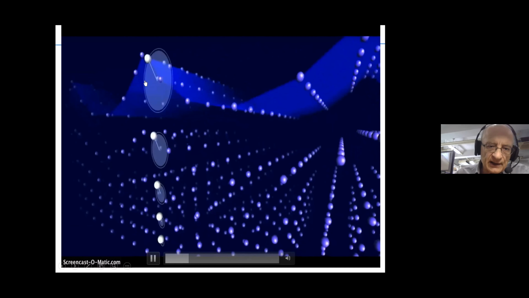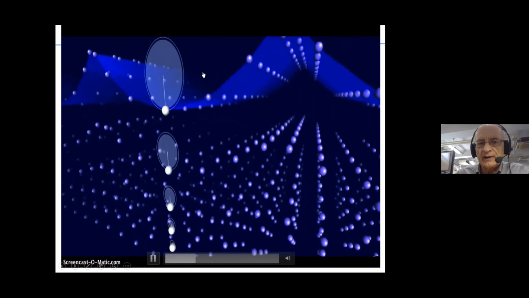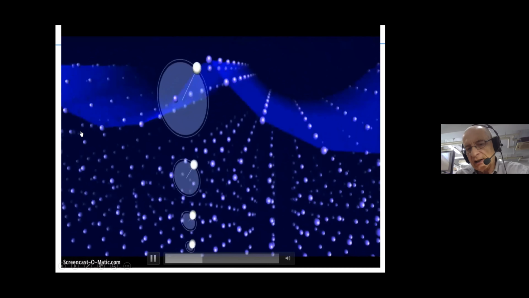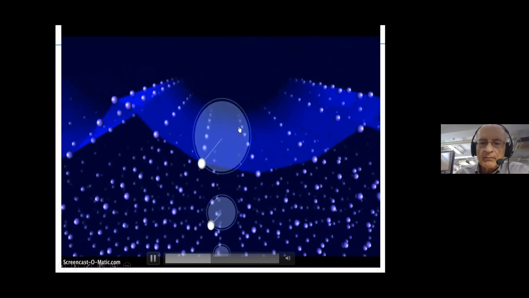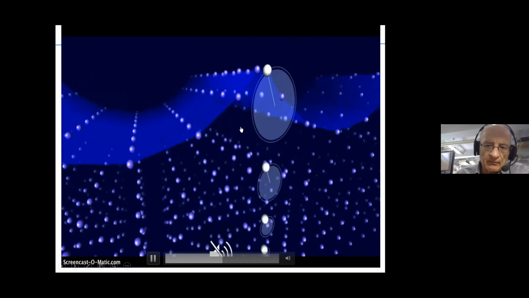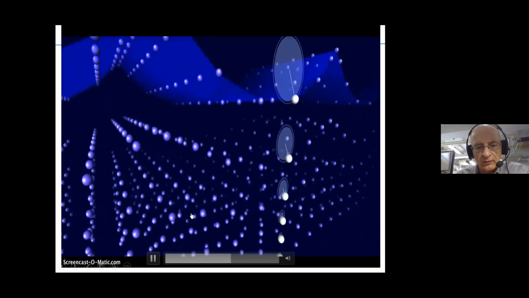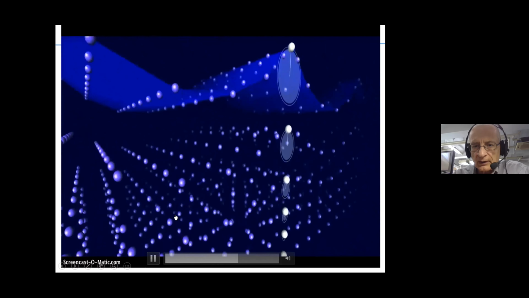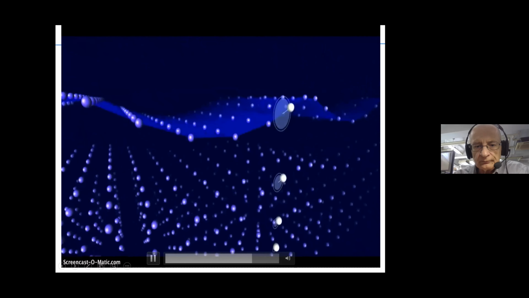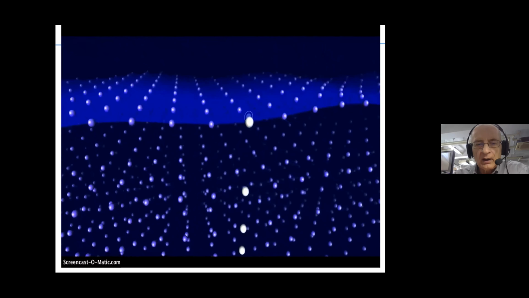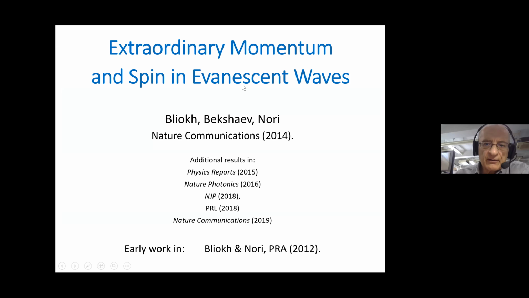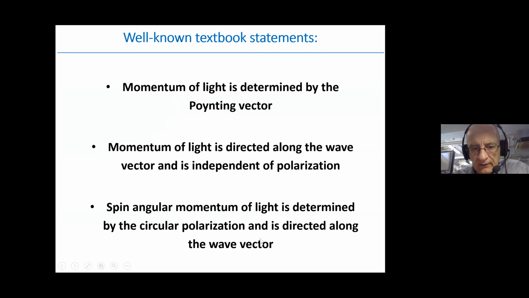So here it is. You see the angular momentum here, which is very large. The linear momentum is left to right, but there is this transverse momentum. Of course, it goes to zero once you go to the bottom here. So this is the extraordinary momentum and spin in evanescent waves that we studied with Bloch and Bekshaev some time ago. It started like a decade ago, and we had some extensions in different cases.